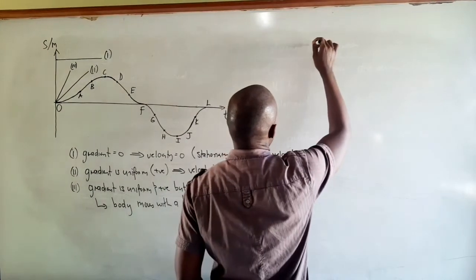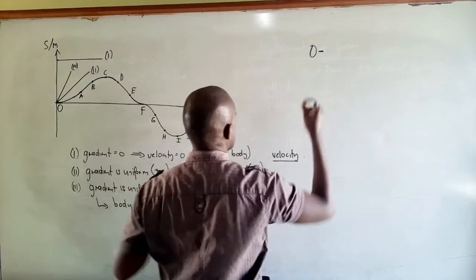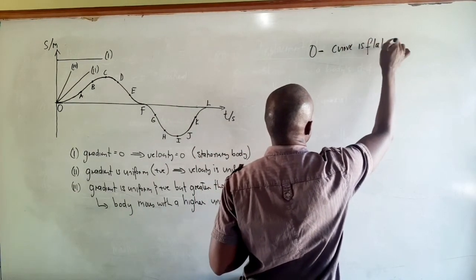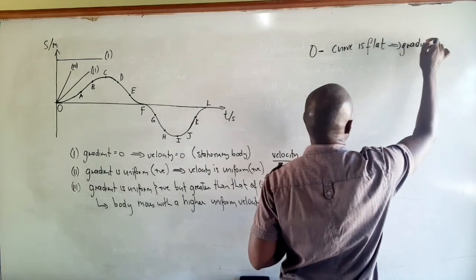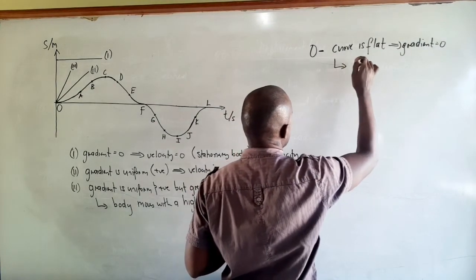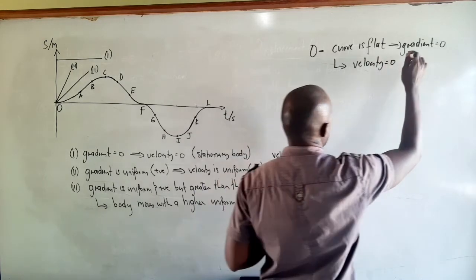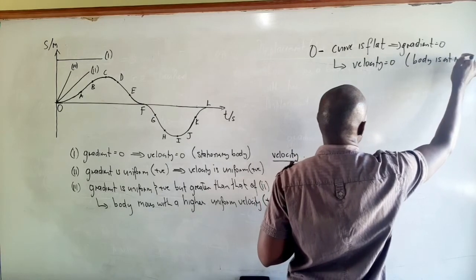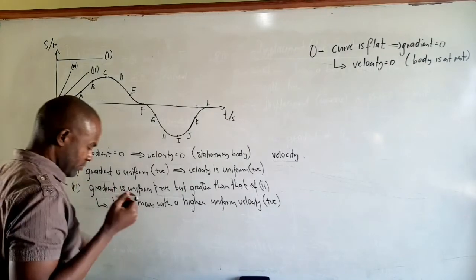So at O, the curve is flat, which means the gradient is equal to 0. And since the gradient is equal to 0, this further implies the velocity is equal to 0. And if velocity is 0, that means the body is at rest. So at O, the body is at rest.